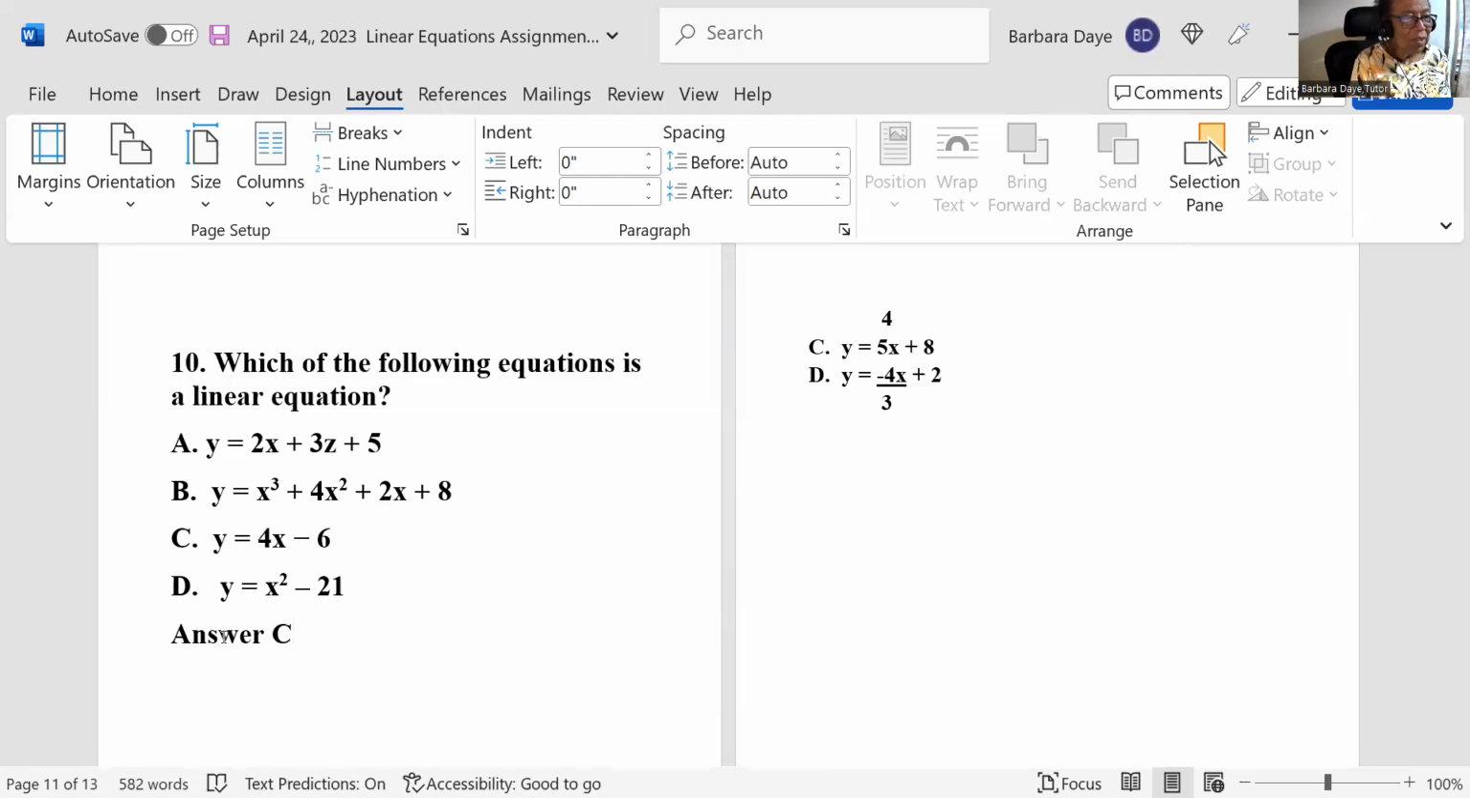And A is eliminated because you can't have more than 2 variables. You've got 3 variables in A. So answer C. Questions?